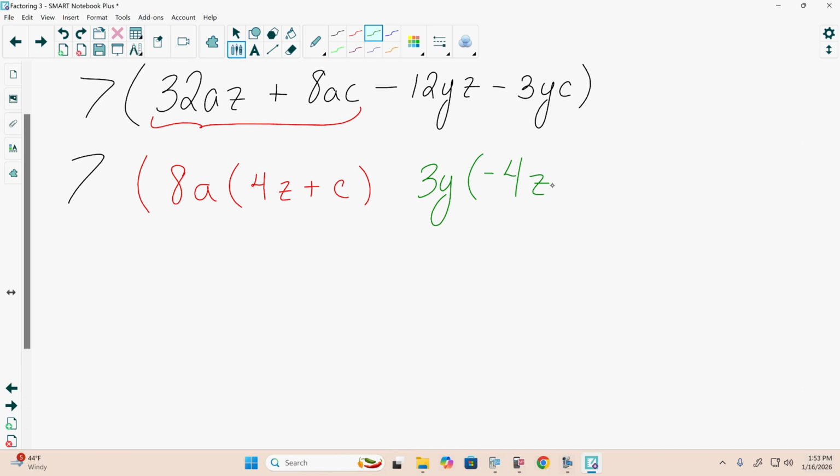Because if both of the signs are flipped, we can factor a negative out. If I factor out negative 3yz, well, negative 12 divided by negative 3 is not negative anymore. It's now positive. We flip that sign and get them to match. Negative 3yc divided by negative 3: the negative and negative will make a positive. 3 over 3 is 1. y over y is 1, leaving us with c.